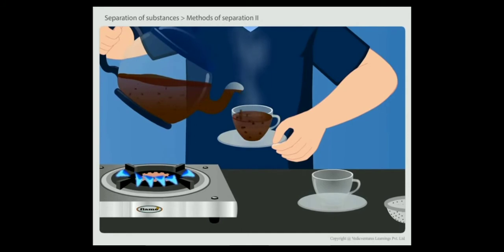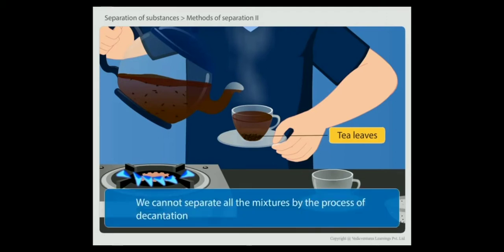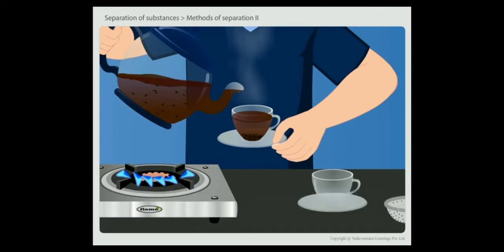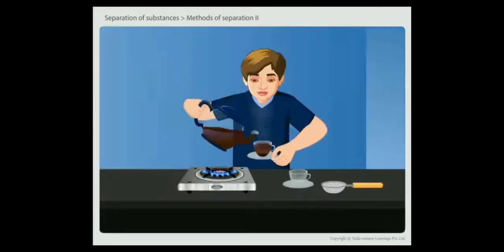He is pouring the tea into the cup. You can see that at the bottom of the cup there are decanted tea leaves. Okay, so in this process, decantation cannot be the solution to purify the mixture. So here we have to use a strainer, which will filter the tea leaves from the tea.